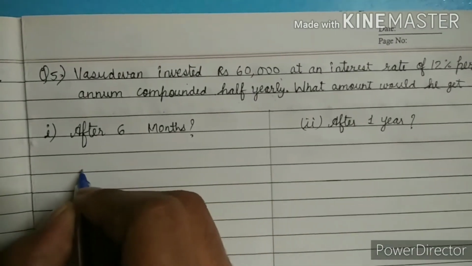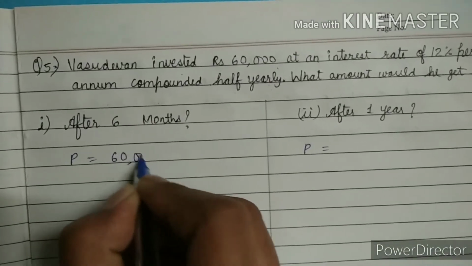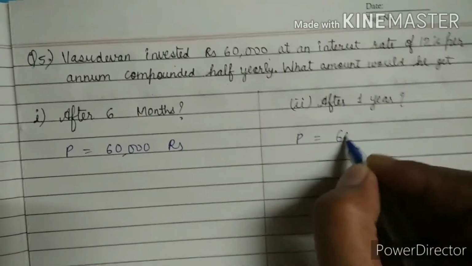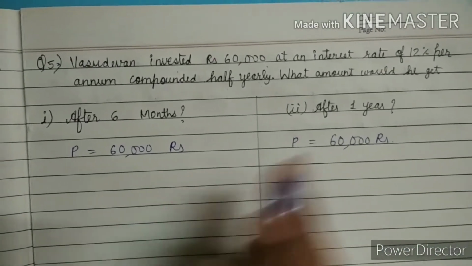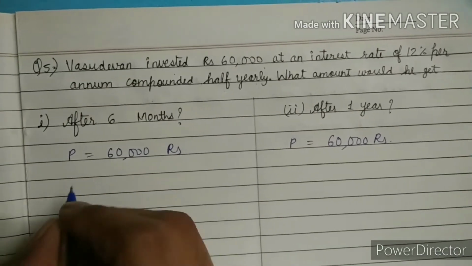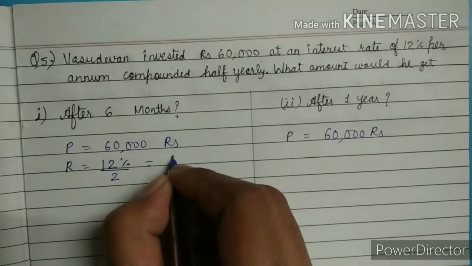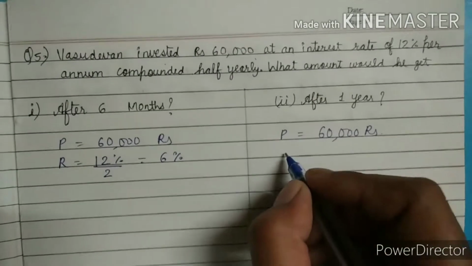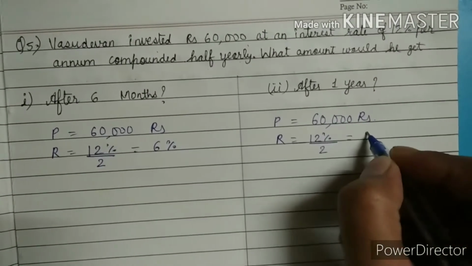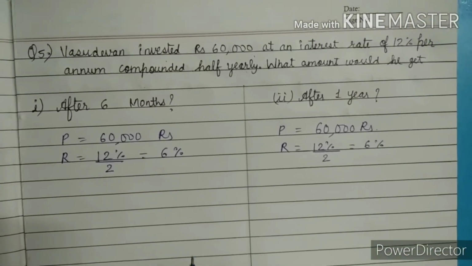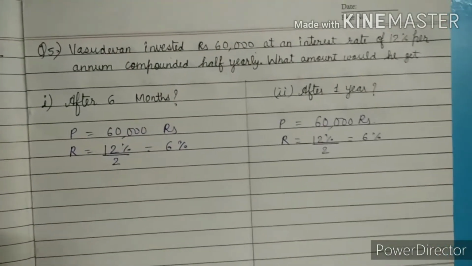So firstly we are discussing principal. Same is there, that is 60,000 rupees. Here also 60,000 rupees. The rate of interest is compounded half yearly. That's why rate is equal to 12% divided by 2, and it will give us 6%. Same here, rate of interest 12% divided by 2, and it will give us 6%. Because in 1 year, how many half years? 2 half years, because 2 halves will become 1.